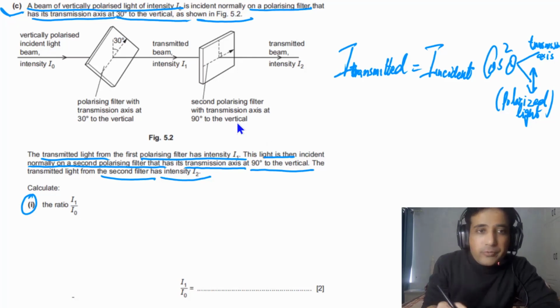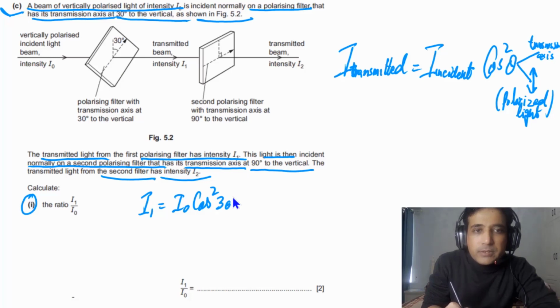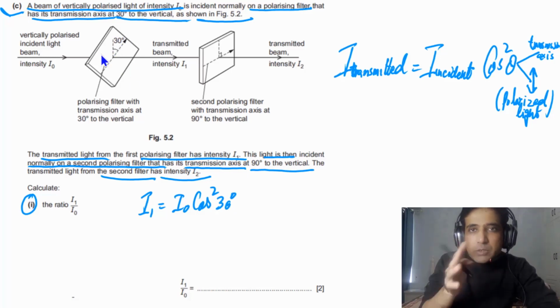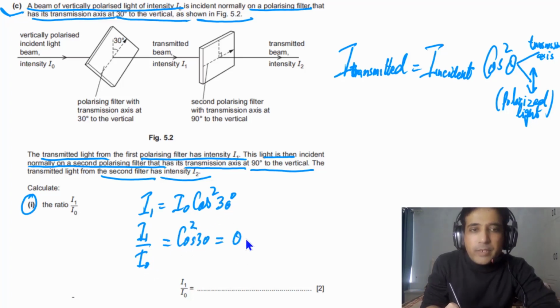So simply in this case, the transmitted intensity I1 has to be equal to I0 cos squared of this angle, that is 30 degrees. Simply we need to find out I1 over I0. So we have to take cos squared of 30 degrees. If we take this, our final answer will be 0.75. So this is what we need to do for part 1.